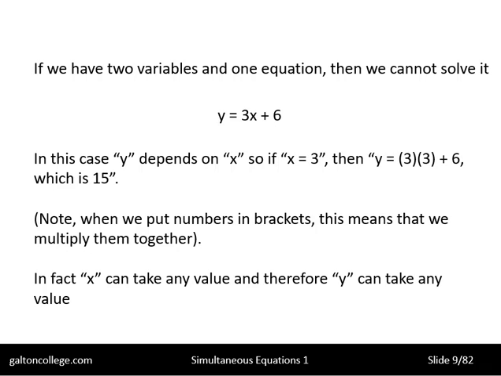In fact, in this case, we could take any value for x. We took x equals 3. We could have x equals 10. 3 tens, 30 plus 6, 36. So y equals 36. Y is the dependent variable. Y depends on x. X does not depend on y. It's the other way around. X is independent. So with two variables and one equation, the value of y depends on the value of x, and we can give x any value. So we're not really solving it here.